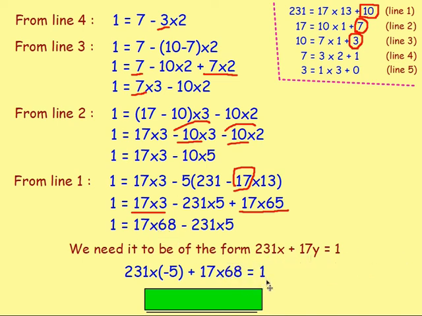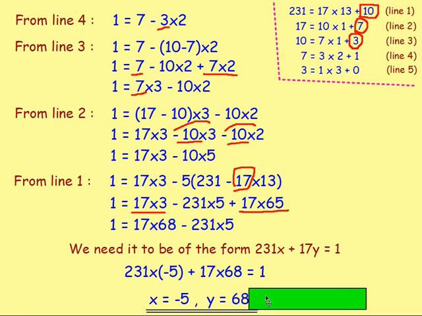And that would equal that greatest common divisor of 1. Therefore, x is going to be equal to negative 5 because that's what we're timesing the 231 by. And y would equal 68 because that is what we're multiplying the 17 by. And that will be your answer.